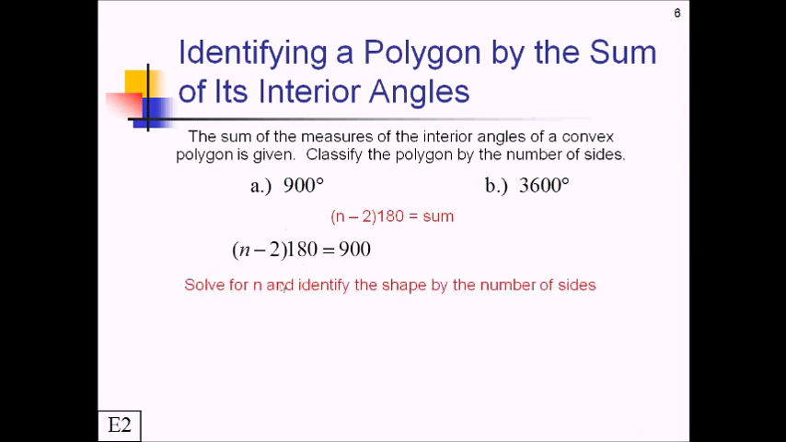And then we just have to solve for n and figure out what the shape was based on the number of sides. So next step here, we're going to have to divide by 180. That's going to be 5. So n-2 equals 5. Adding 2, we get 7 for our n value. So we have a 7-sided shape. That is a heptagon. All right, pause the video and try this next one.